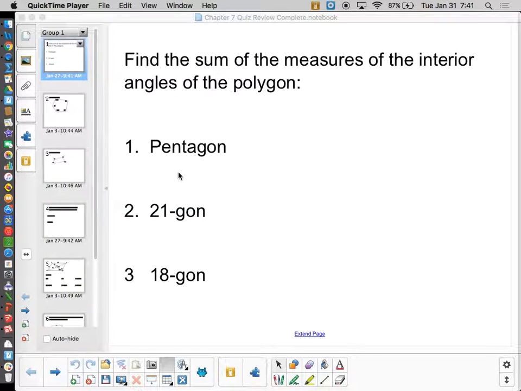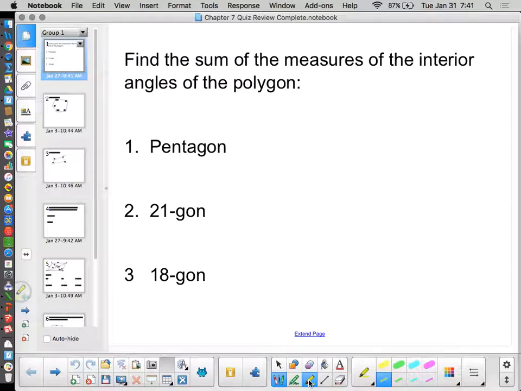So the formula for sum of the measures. Now, key word here, find the sum, not just each. Because there's another problem later on where it says find the measure of each interior and each exterior angle. That's different. So the sum, what's the formula for the sum? Anybody tell me the formula for the sum? There we go. Thank you very much. Number of sides minus 2 times 180.